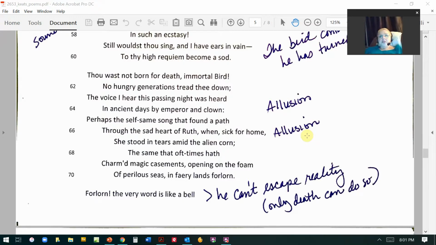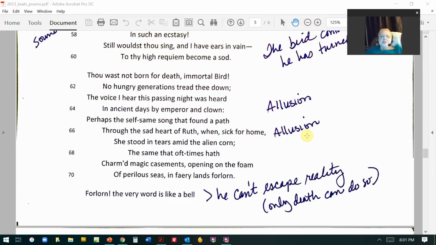Whereas with humans, no poet can write the same, right? We can't continue the song of Shakespeare because Shakespeare was unique. But birds, they have this beautiful song that's replicated, right? So it's like it never dies. And so he's thinking about all the other times where other people must have heard that, and it connects us, right?